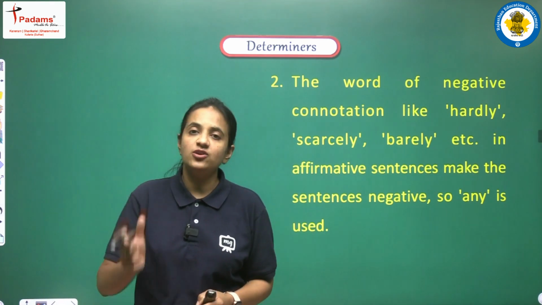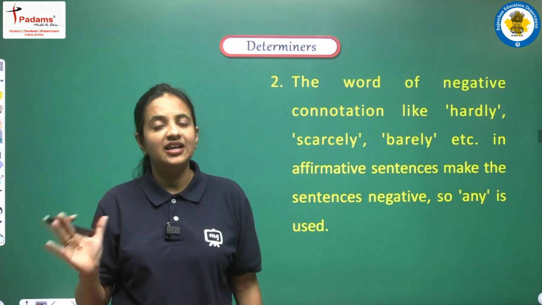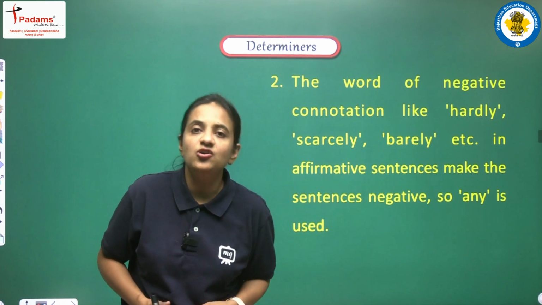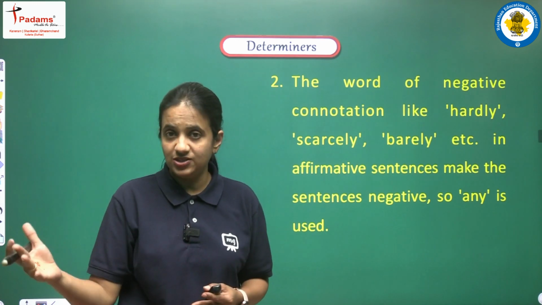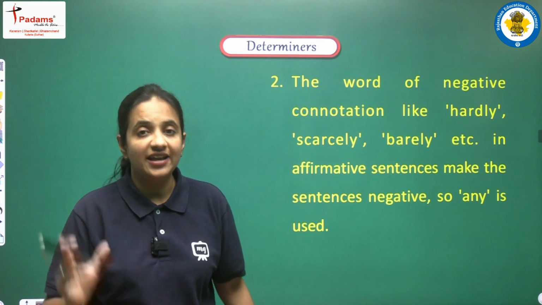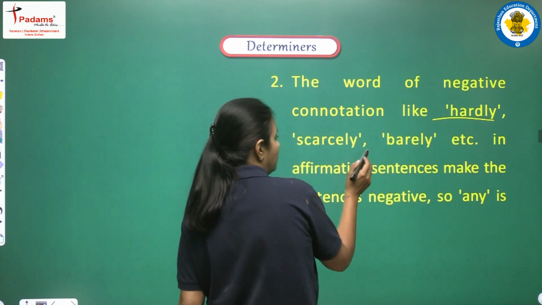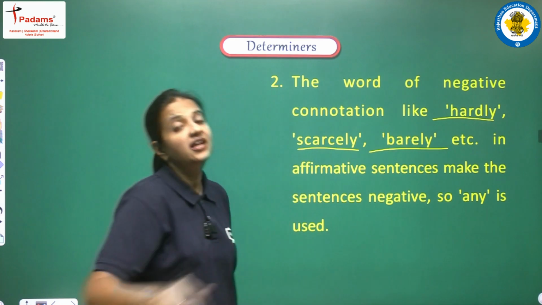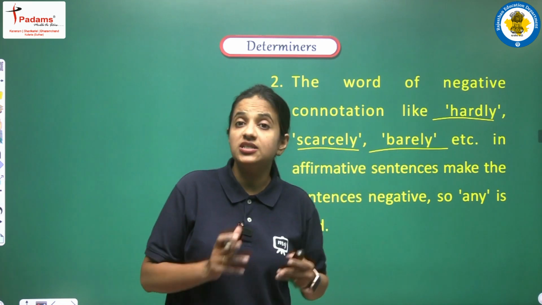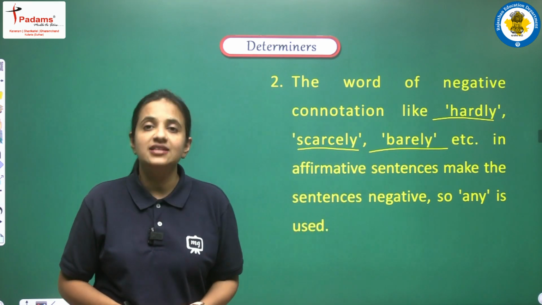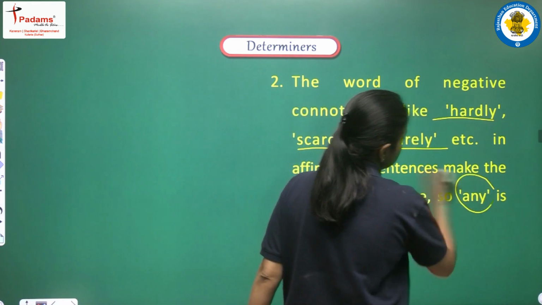It's not like that only if there is not in the sentence, then we say okay, it's a negative sentence. No, there are certain words, and all these words are known as negative words, and if in our sentence there is the use of any of these words, then also our sentence is a negative one. So let's read these words. We have hardly, scarcely, barely. All these words are negative words. So if any of these words is used in the sentence, then also our sentence is a negative one, and then according to the rule in a negative sentence we have to use any.